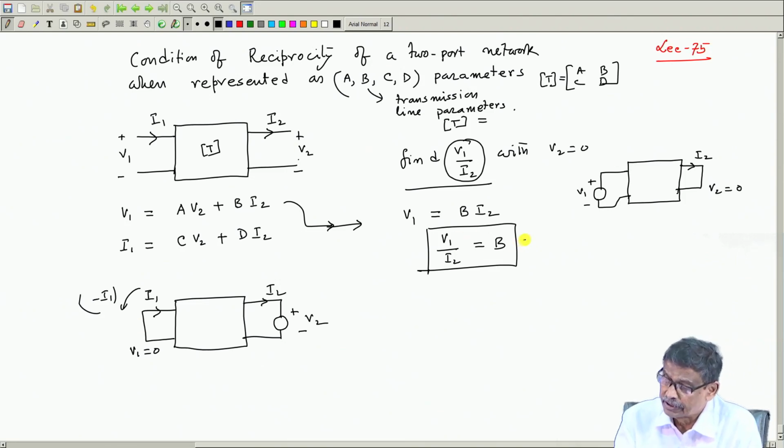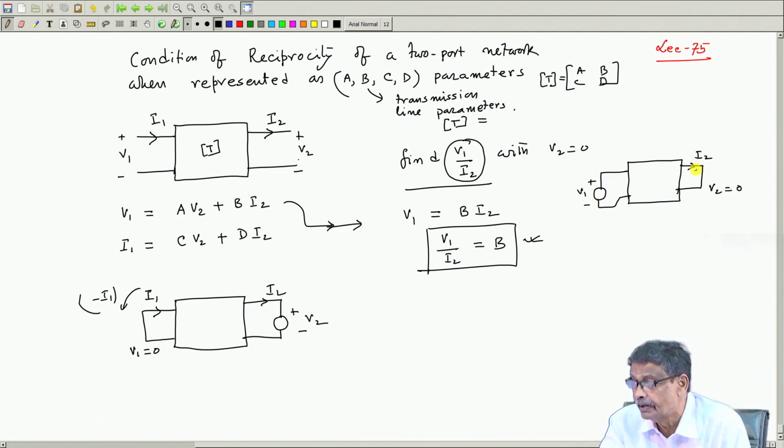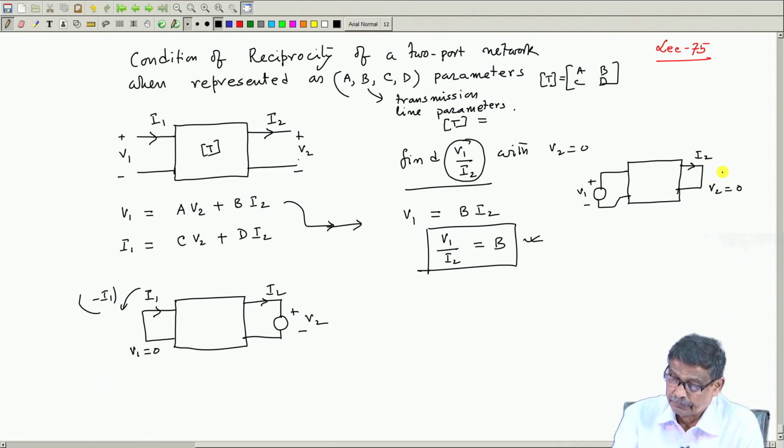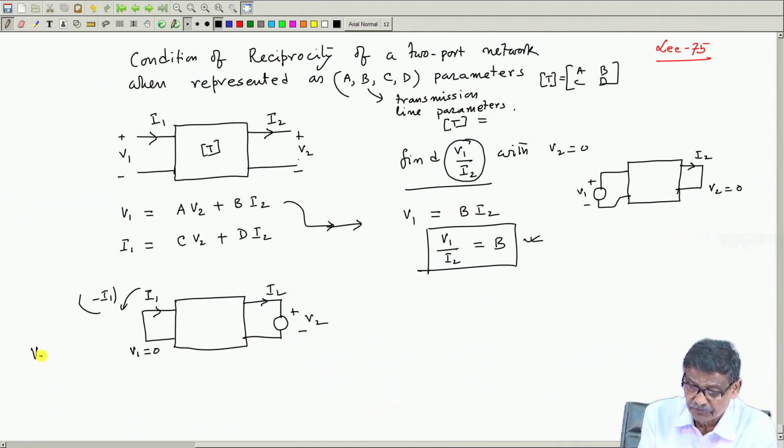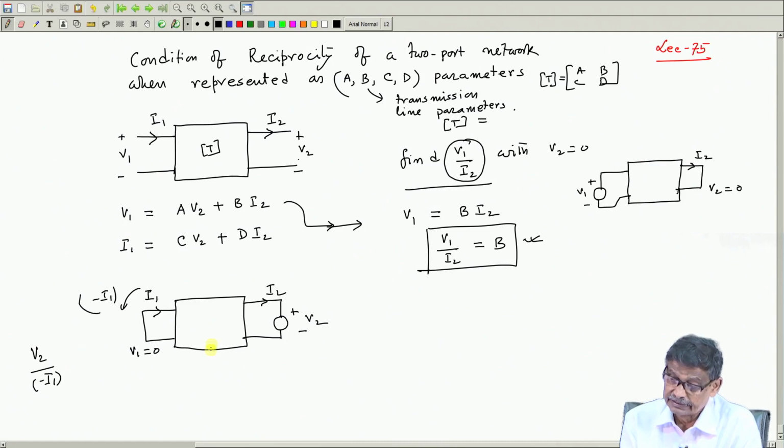So, V1 by I2 I have calculated, I will keep it. In that mode, V1 is applied and current is coming out from the output port. Similarly, I have energized this with V2, but I1 and I2 are specified like this. So, I must look for V2 by minus I1, and this should be equated with V1 by I2. Let us see what happens. With V1 equal to 0, the first equation will give you 0.